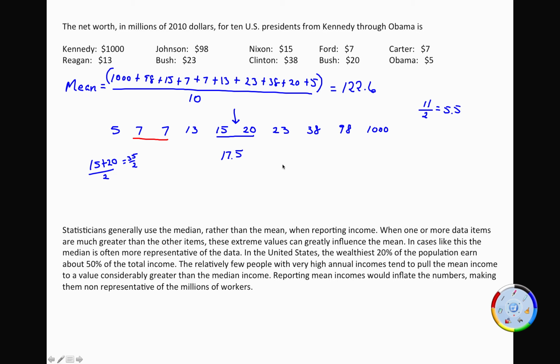Okay, and the mid-range would be 1,000 plus 5 divided by 2. So 1005 divided by 2, which would be, what would that be? 502.5. Notice, not really very representative. Okay, 502 million, but it is an acceptable average. Again, it's very important to know which average people are using.